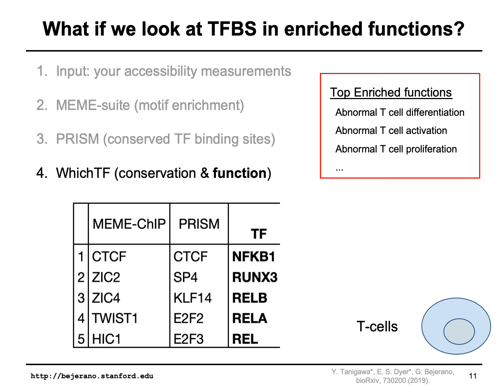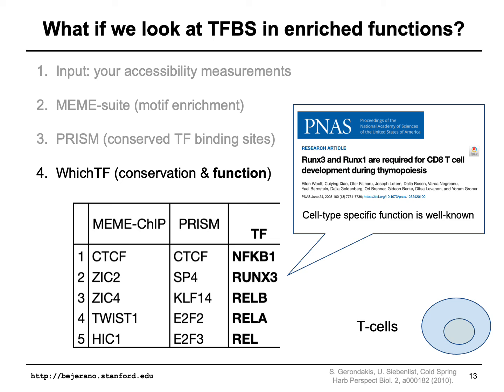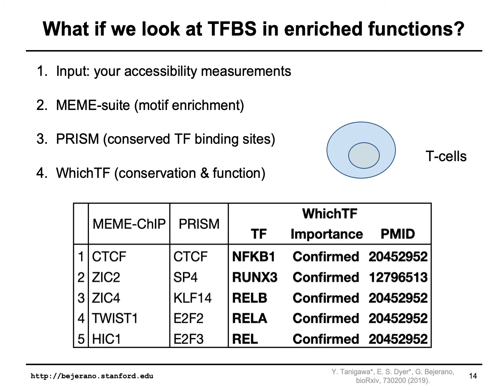Here, we have the top ranked TFs from WhichTF for T cells. The top ranked TF, NFKB1, is a TF in the NF-kappa B signaling pathway. The cell type specific function of this NF-kappa B signaling pathway is well established in literature. Similarly, rank 3, which is our second ranked TF for T cells, is also known to be involved in T cell development. Overall, the cell type specific functions of the identified TFs are supported by literature.